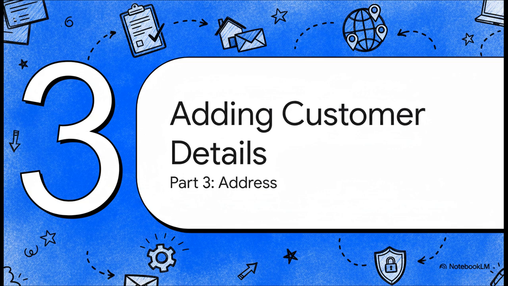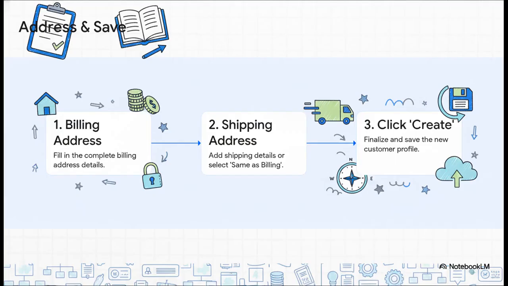Okay, we're almost there. The last big piece of the puzzle is the address. First, punch in the billing address. Now, here's a feature I absolutely love, a real time saver. For the shipping address, if it's the exact same, you don't have to type it all out again. Just check that little box that says same as billing and boom, NuMetric fills it in for you. How cool is that? Once you've done that, just hit create and you're good to go.